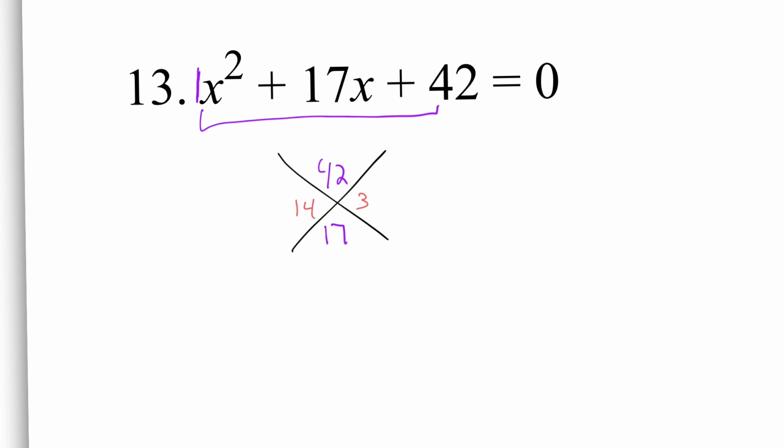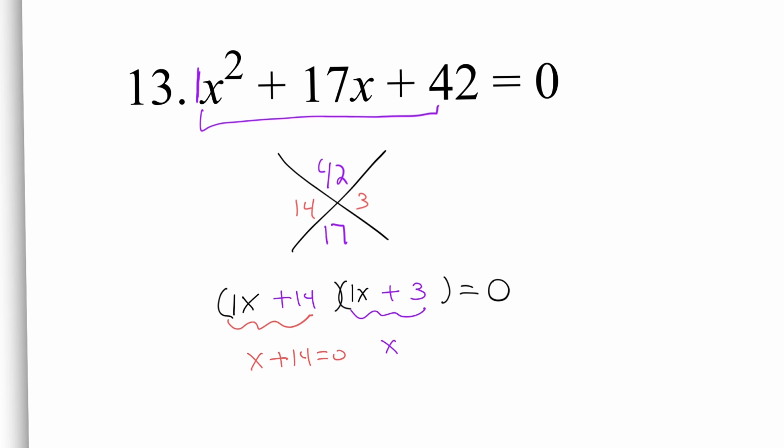So the next step, you guys are going to have your two binomials equal to 0. So my A value is 1. So you guys bring down the 1x, my factors, positive 14 and the positive 3. So now you guys are going to use the zero product property. So you take the first binomial, 1x, or just x plus 14 equal to 0. And the second one will be x plus 3 equal to 0.